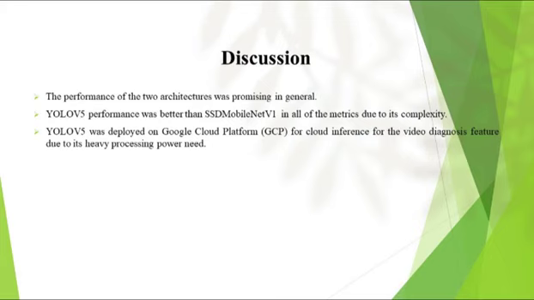Discussion. The performance of the 2 architectures was promising in general, but YOLO v5 performance was better than SSD MobileNet version 1 in all of the metrics due to its complexity and it's relatively newer than the SSD MobileNet, so it's expected. But this comes with a cost. YOLO v5 needs huge processing power, but SSD MobileNet version 1 is easily deployed in embedded systems or mobile phones.